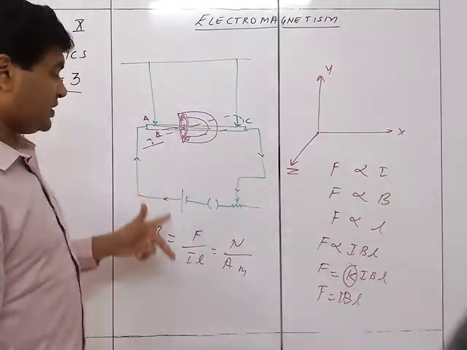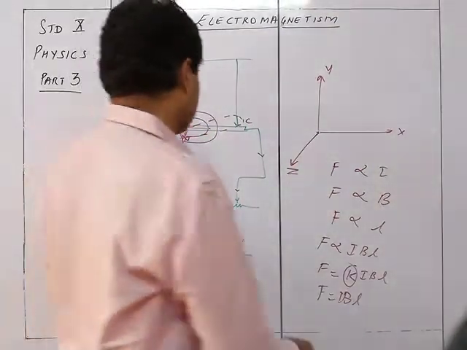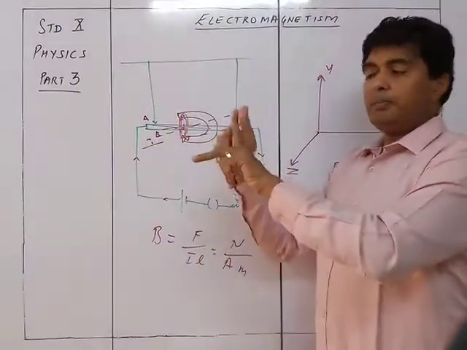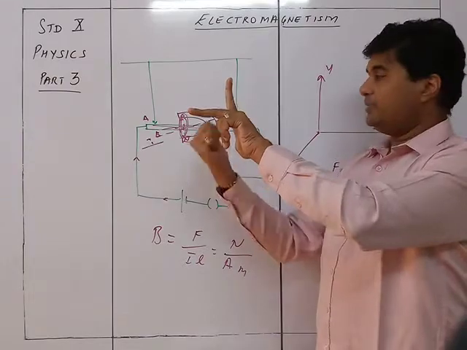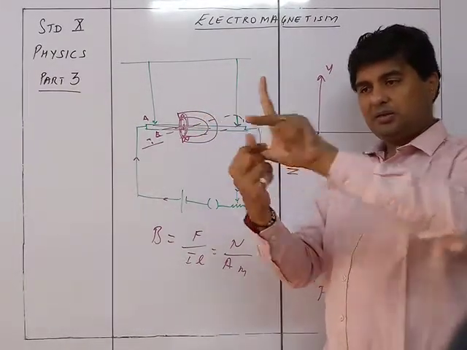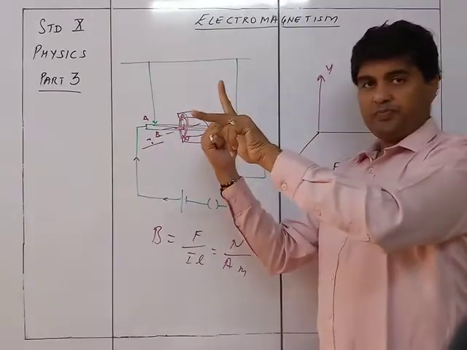If I reverse the direction of the current, what happens? The current is flowing this way. The magnet is like this. Now what has happened to the thumb? The thumb has gone inwards. So the thumb is inwards. You can see this, the thumb is inwards.